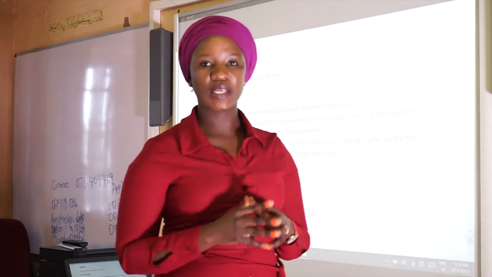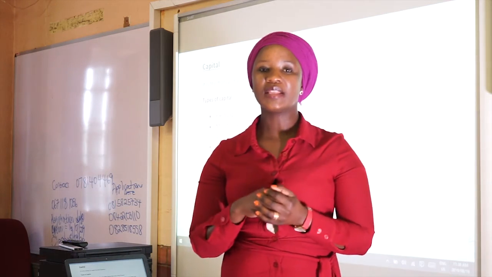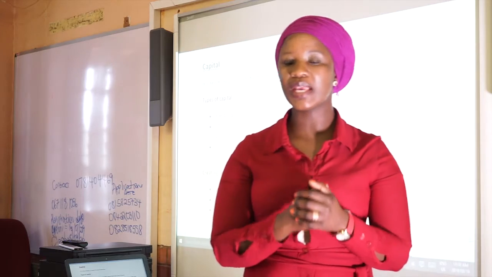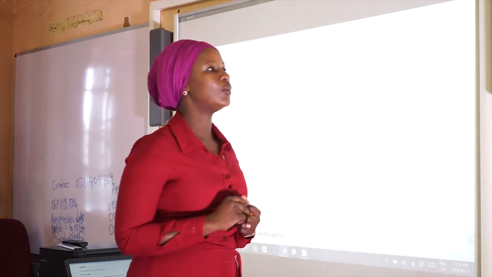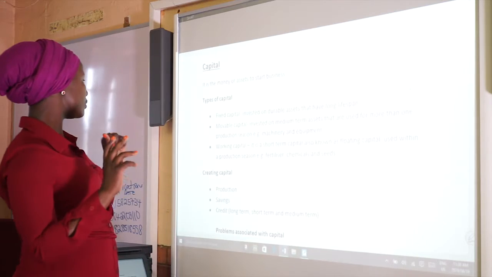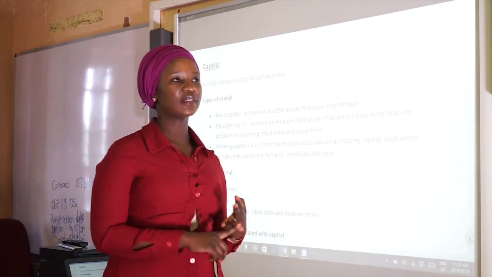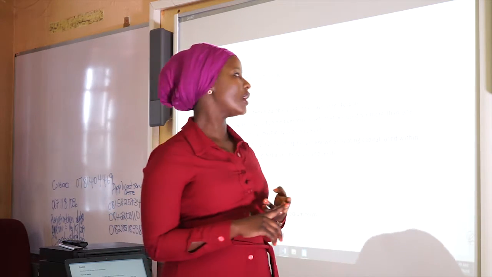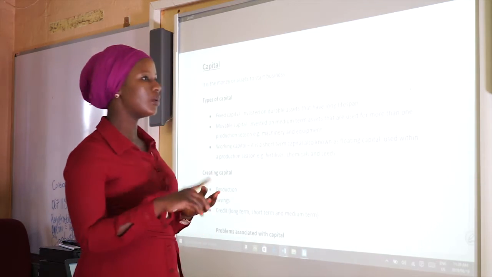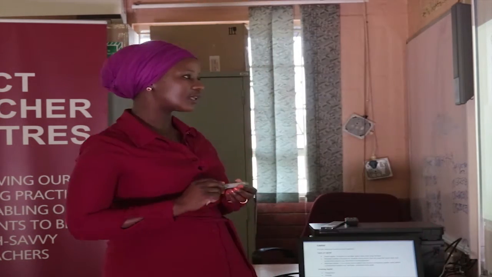So why do we need capital? We need capital so that we can be able to start a business. There is no business that can be started without any form of capital. So when we look at capital, we divide it into three categories. Number one, we've got a fixed capital. A fixed capital is a capital that is invested on durable items, such as land or buildings. So whenever we invest on long-term assets, then we refer to that as a fixed capital.